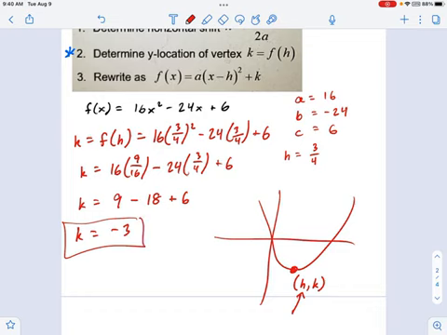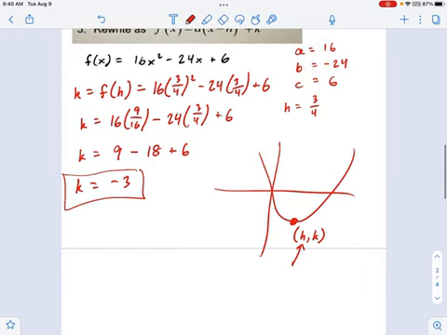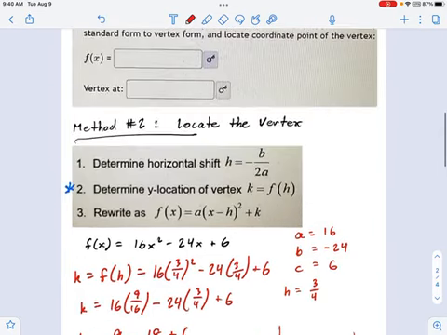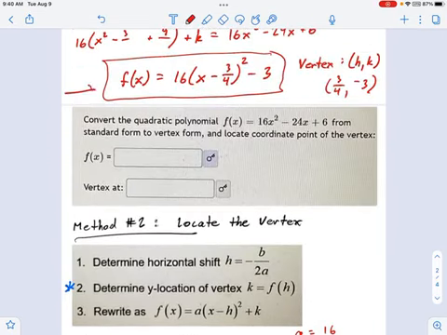Okay, so I like this method. It seems a little quicker to me and more intuitive. Just plug in h, you'll get k. And now we're back here where we can plug in h and k into our vertex form.